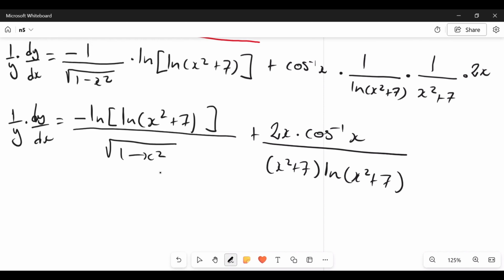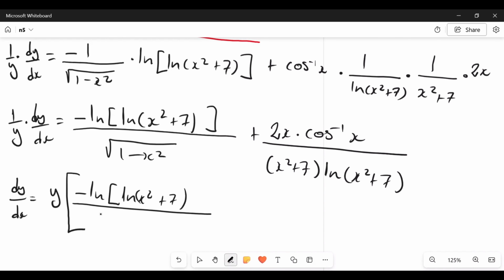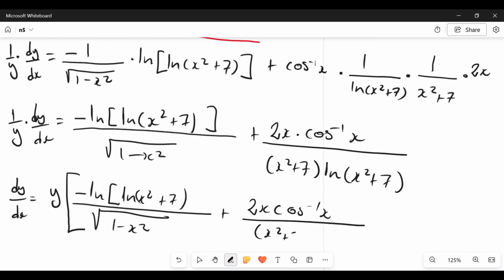Then we have to continue because we are not done, guys. When you continue, remember we have this 1 over y, so we need to do cross multiplication. dy over dx is going to be equal to y. Inside the bracket, you're going to write negative ln(ln(x squared plus 7)) all divided by the root of 1 minus x squared, plus 2x multiplied by arc cos x divided by (x squared plus 7) multiplied by ln(x squared plus 7). Close bracket.